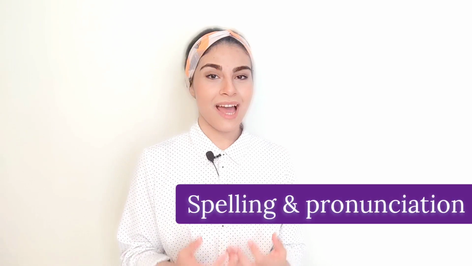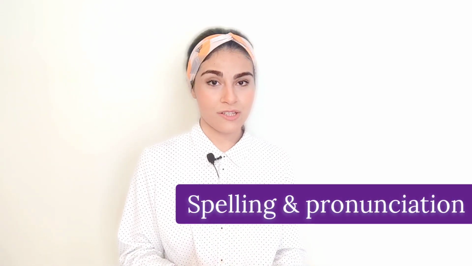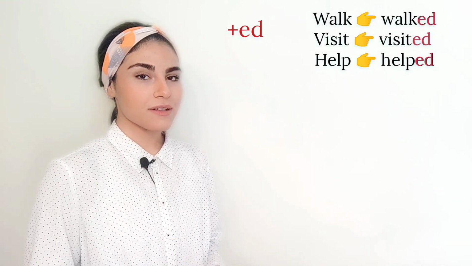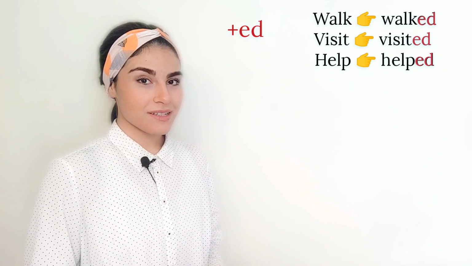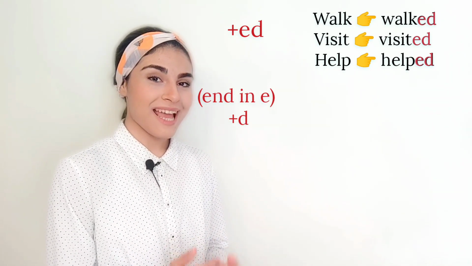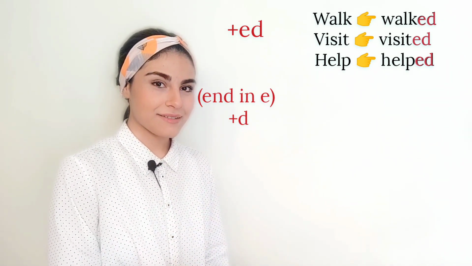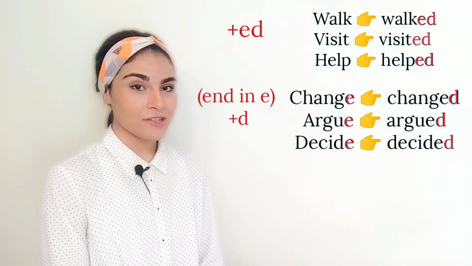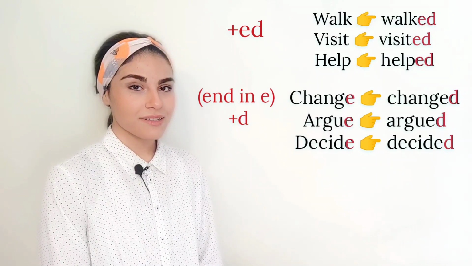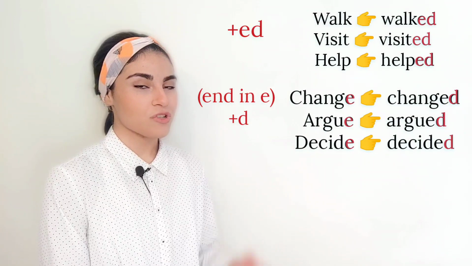Now let's get to extra notes you need to know. Let's see how the spelling and the pronunciation changes when we add ed to a regular verb. There are many verbs that we only need to add ed. For example, walk, walked, visit, visited, help, helped. There are some verbs that already end in e, so we just add d. Change, changed, argue, argued, decide, decided. So we just add a d.